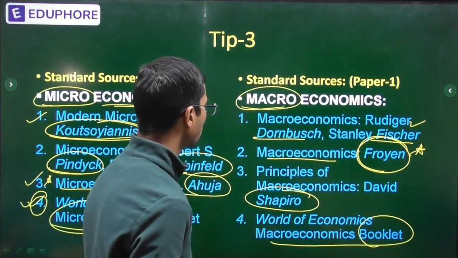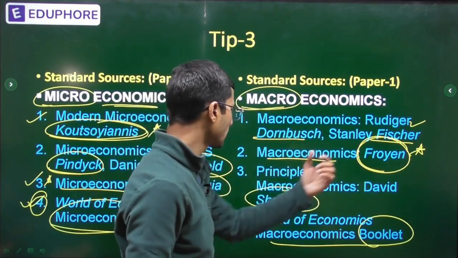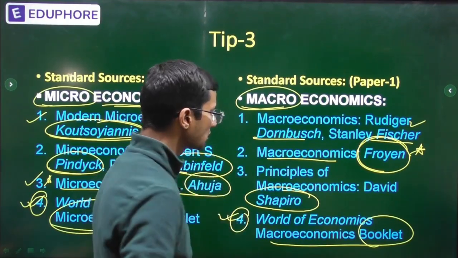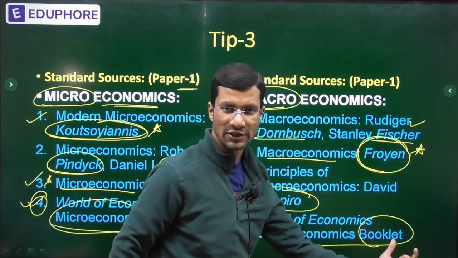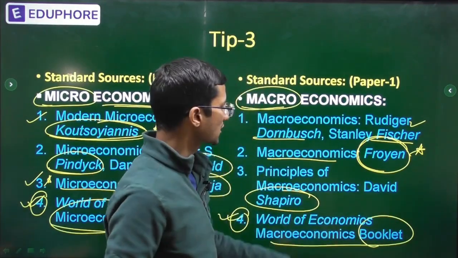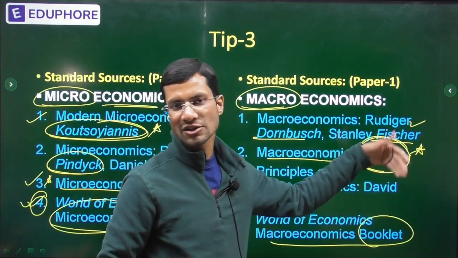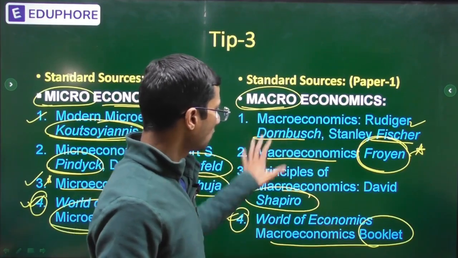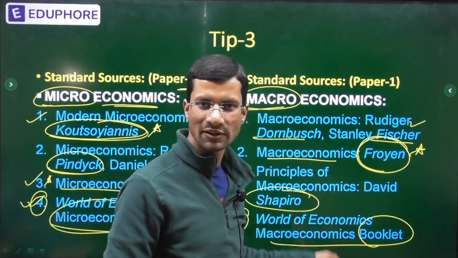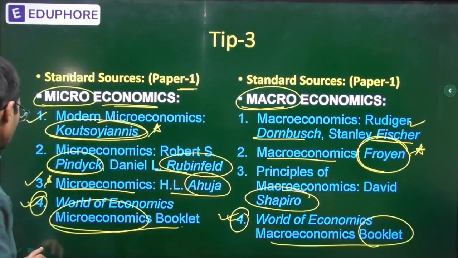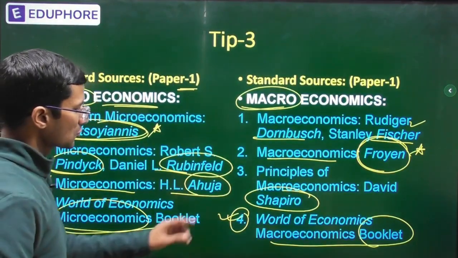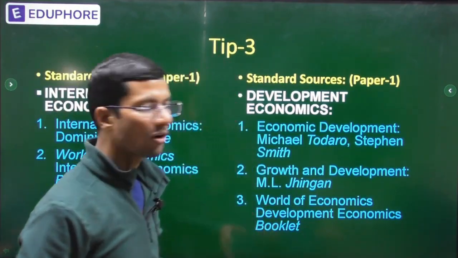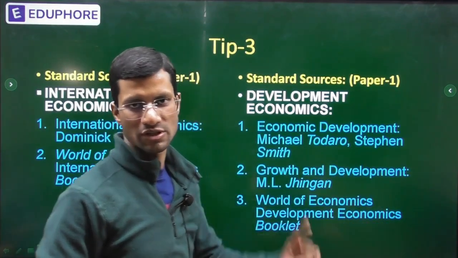Okay? So if you want to read a book, then of course you can refer to Dornbusch, you can refer to Froyen, you can even refer to Shapiro. But if you want integrated and comprehensive notes, then of course you can solely rely on our booklet, because we would also be using the standard sources, not just three but an additional 2-3 more. As I said, Modern Macroeconomics, Wayne and Snowden. It's not possible to list everything here, so I have covered just 2-3 important ones. In our booklet we'll be providing comprehensive note material covering all of the important standard sources, not just one or two books.